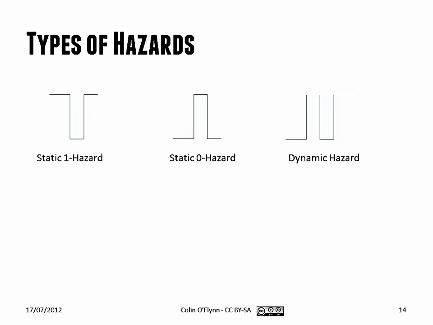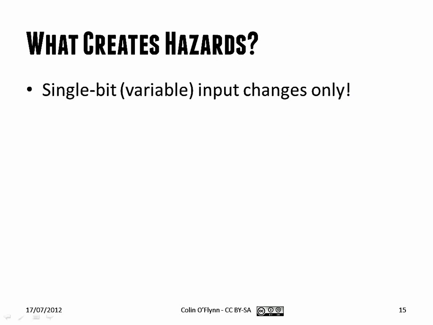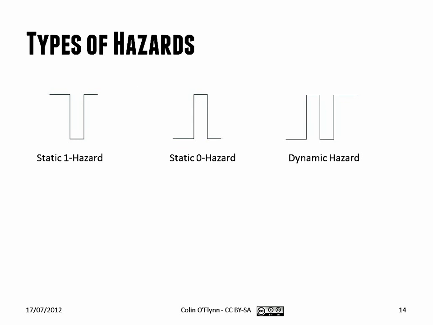We may have static 1 hazards where the circuit is supposed to be 1, glitches to 0. Static 0 hazards where it's supposed to be 0, glitches to 1. And dynamic hazards where it changes a few times. We only consider a single bit input change, so one variable changes a tiny bit. We don't consider multiple bits changing to create a hazard, so just one single bit changes results in this glitch.